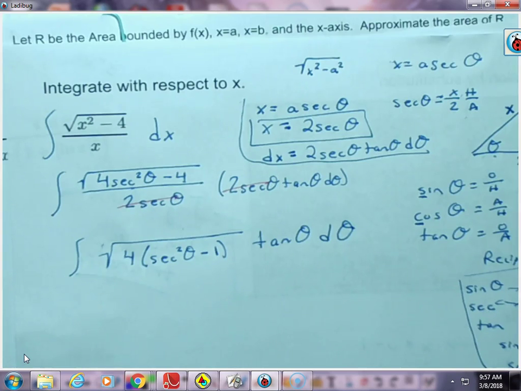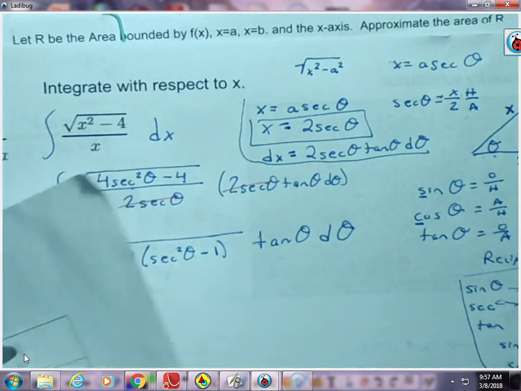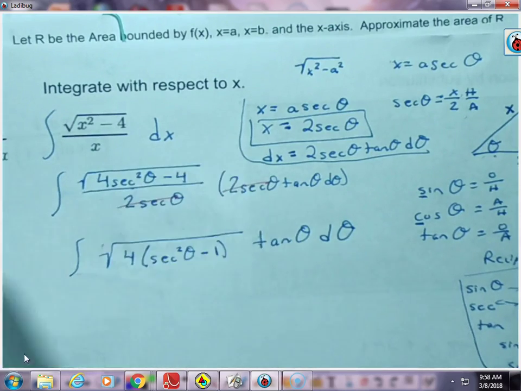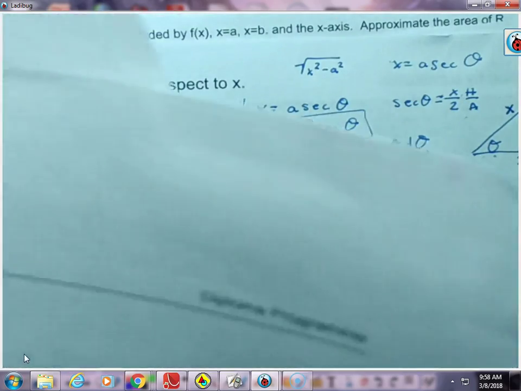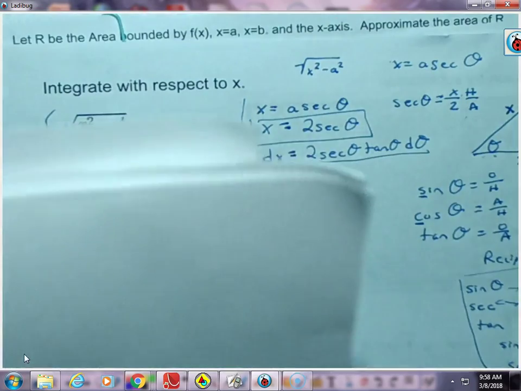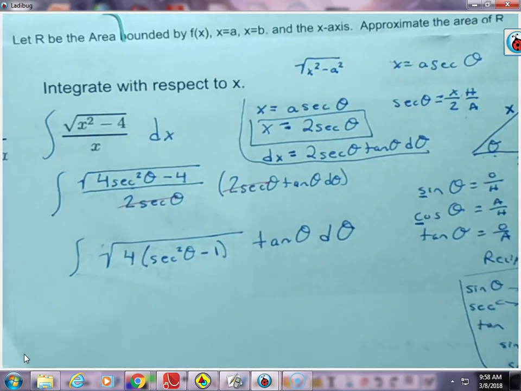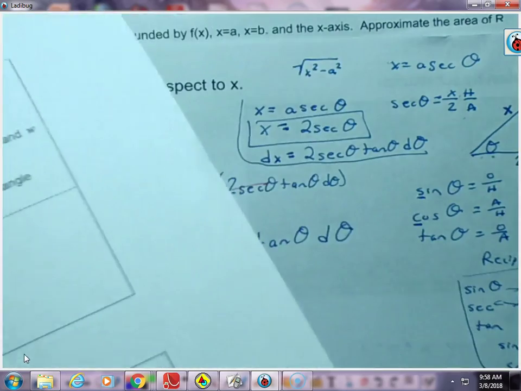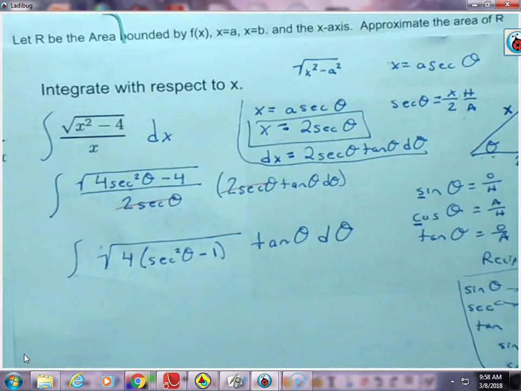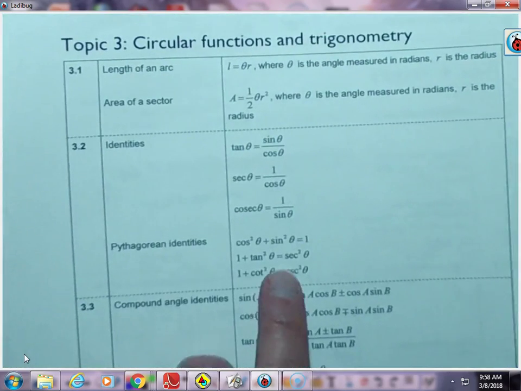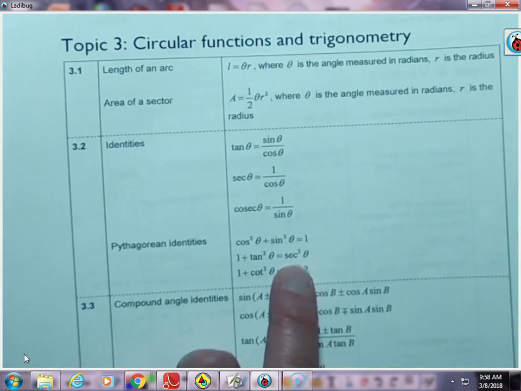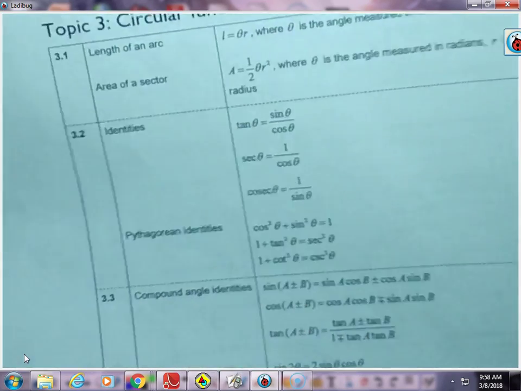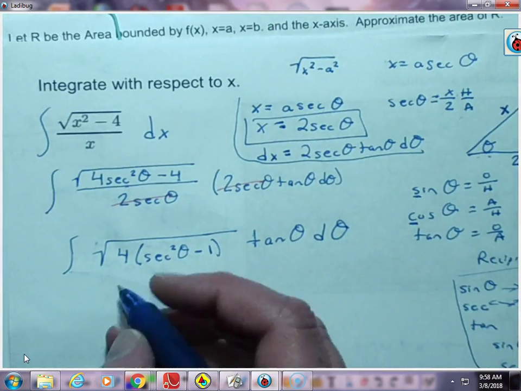Okay, so remember the formula sheet is your friend. Alright, if I didn't have a kid that already knew everything, I would go back to my little formula sheet under trig, and I would be like, huh, that looks like something. So 1 plus tangent squared is secant squared. So secant squared minus 1 is, in fact, tangent squared.